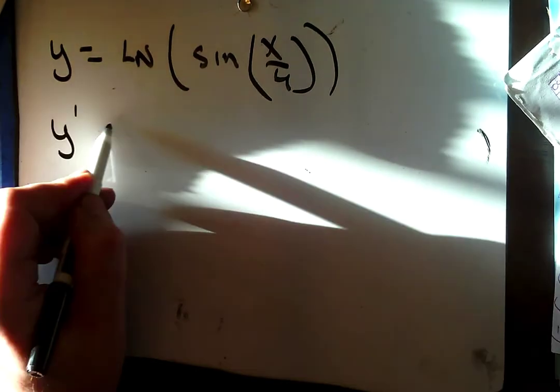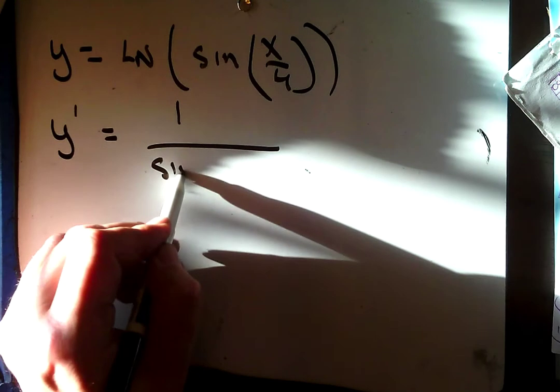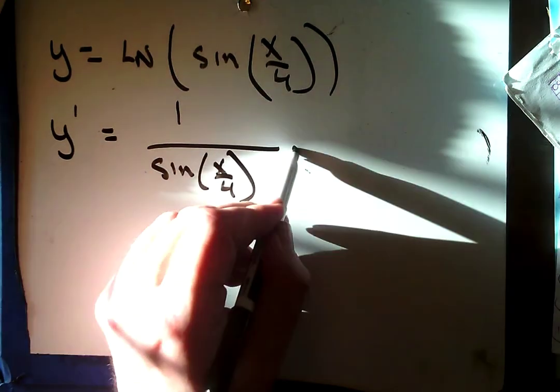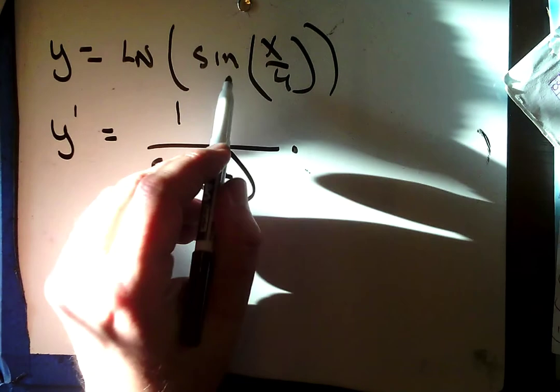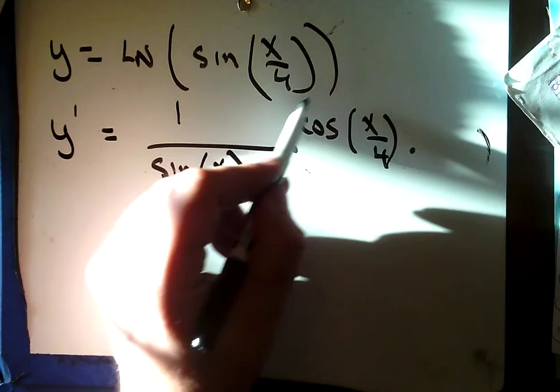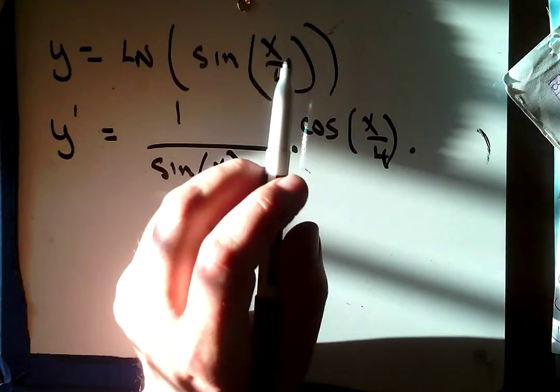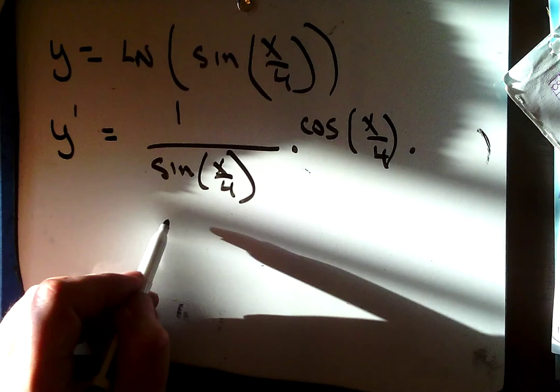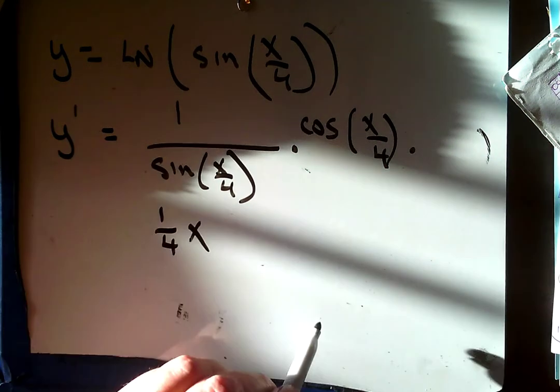Okay, did you get that y prime is 1 over stuff times the derivative of stuff? The derivative of sine is cosine. Leave that inside alone. Times the derivative of the innermost function. Please don't think quotient rule. Please think that this is 1/4 x.